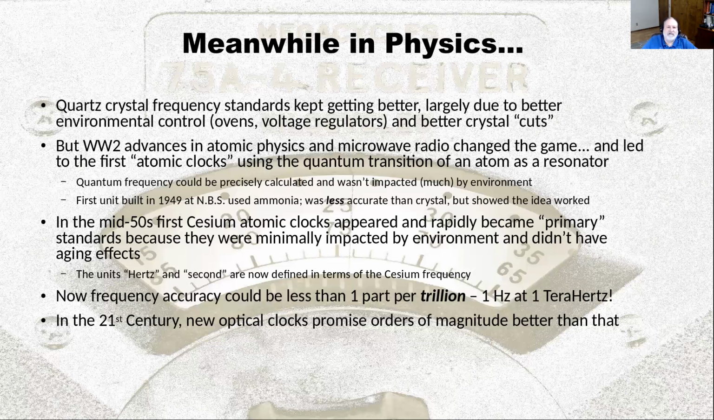But amazingly enough, now that we're in the 21st century, new quantum transitions at optical frequencies rather than RF frequencies promise orders of magnitude better than that. And I think within 10 to 20 years, we're likely to see the hertz and the second redefined to a new transition from one of these optical clocks, and will be much more accurate even than we are today.